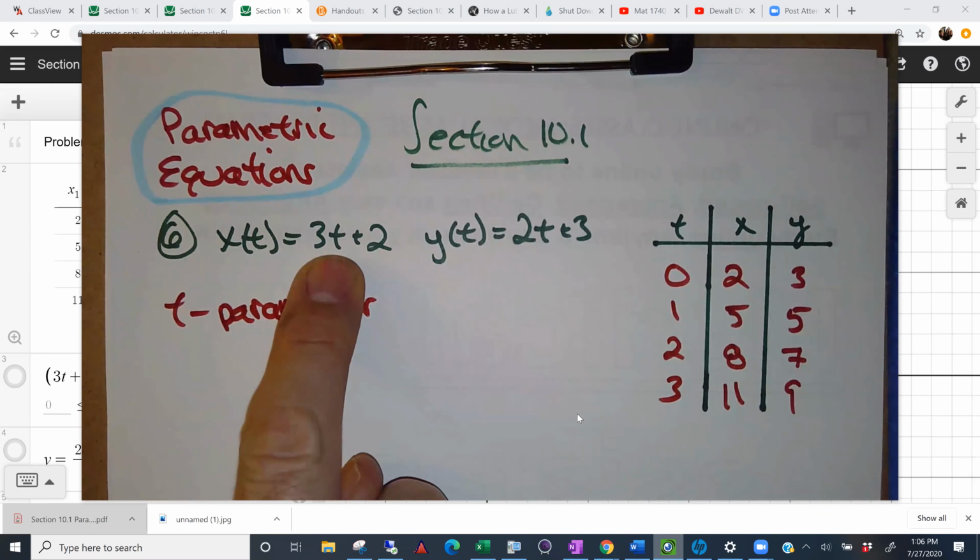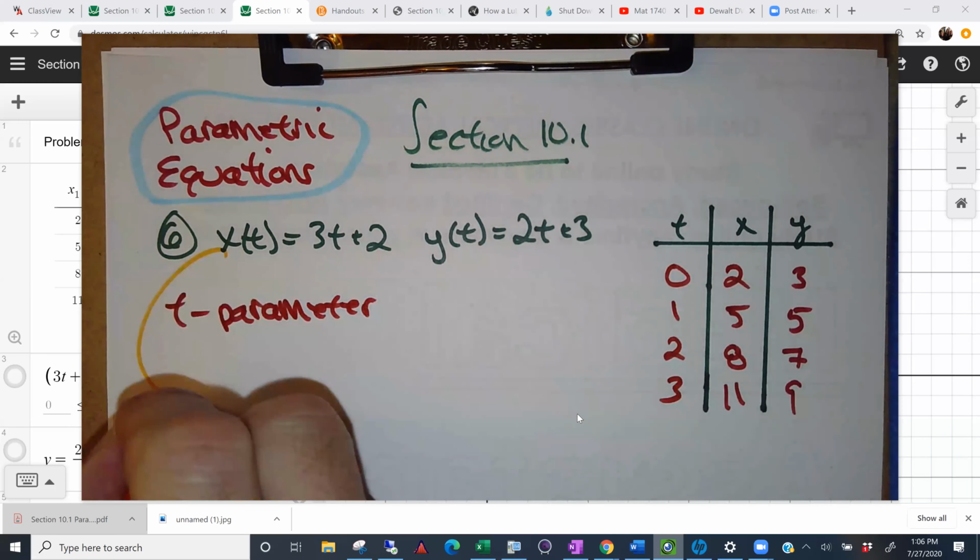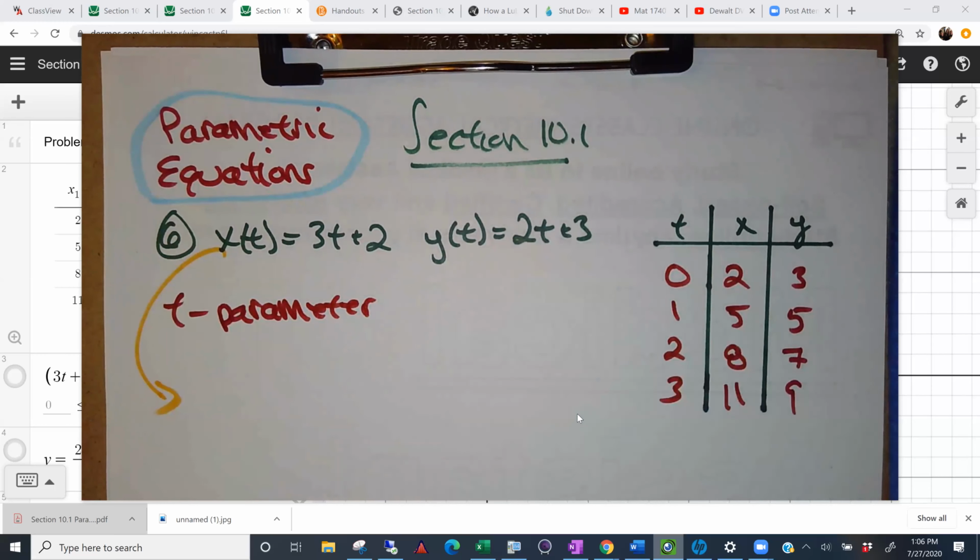Now the parameter is t, that's what all this varies on. So let's see if we can get rid of the t and just come up with an equation in terms of y and x. So let's think how we want to do that. What I'll do is I'll take this equation here and solve it for t, and then take that expression and substitute it in here. So that's the game plan. We'll see how that works.